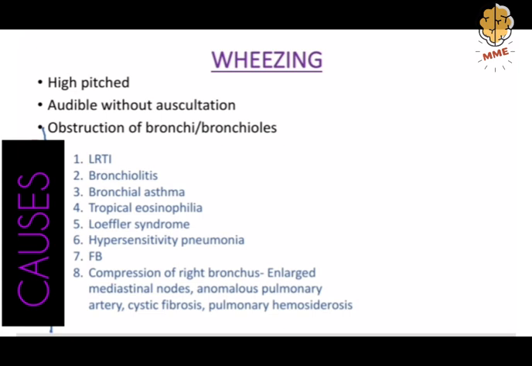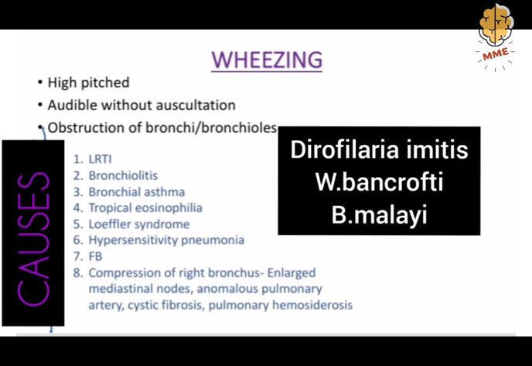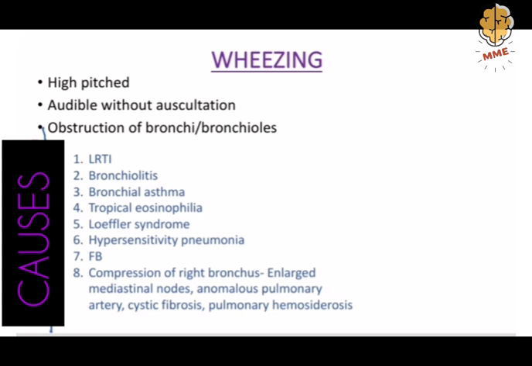Tropical eosinophilia is mostly seen in adults, and it's caused by Dirofilaria immitis, Wuchereria bancrofti, or Brugia malayi. Eosinophil count is markedly increased in tropical eosinophilia. Treatment is with diethylcarbamazine. Loeffler syndrome is due to the migration of Ascaris larva through the lungs.